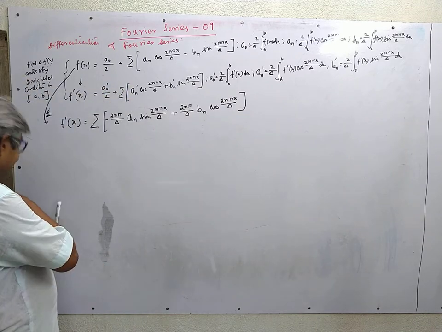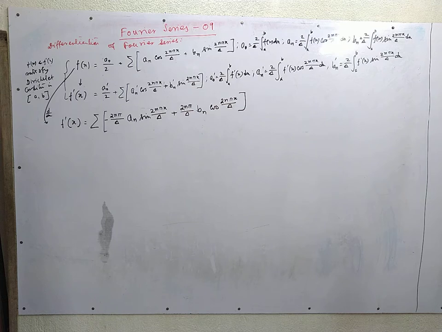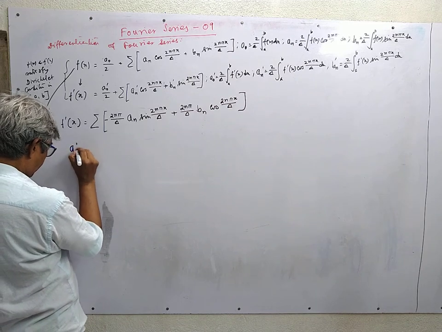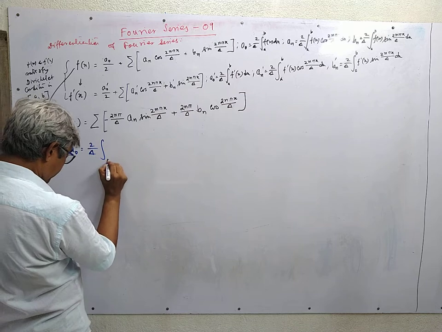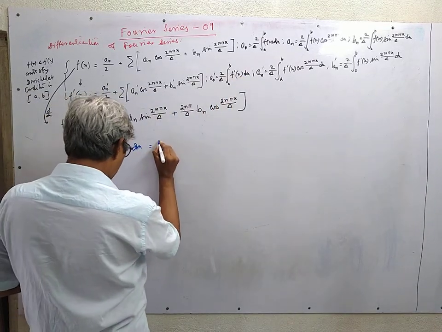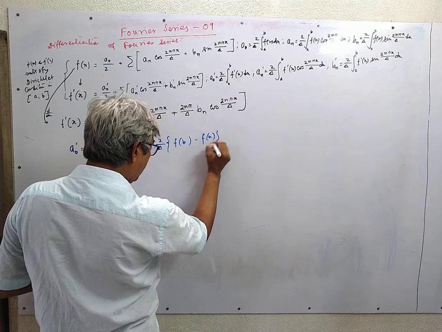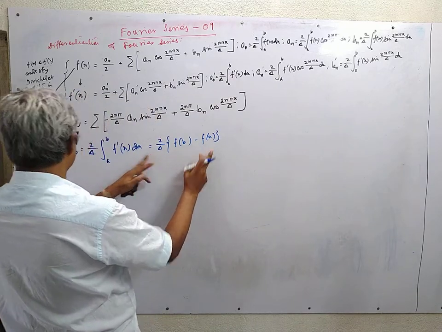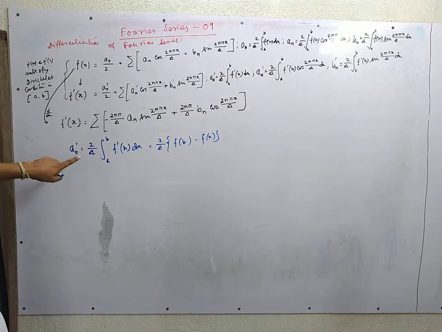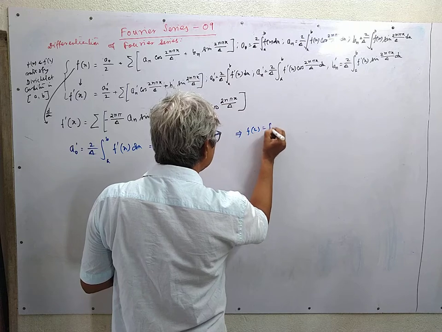Now let us start with the calculation of a0 prime. Now a0 prime is 2 by delta integration from a to b f prime of x dx. This is the definition. This is 2 by delta times f of b minus f of a. This is not in general related to a0, but if we consider this expansion, then it has to be 0. That means one condition is f of a has to be f of b.